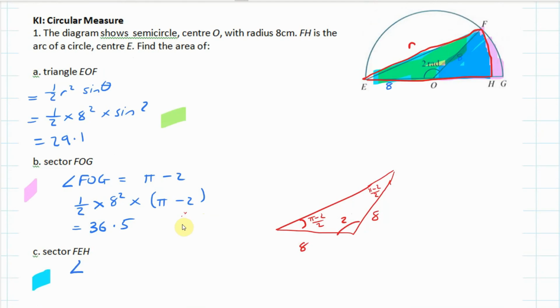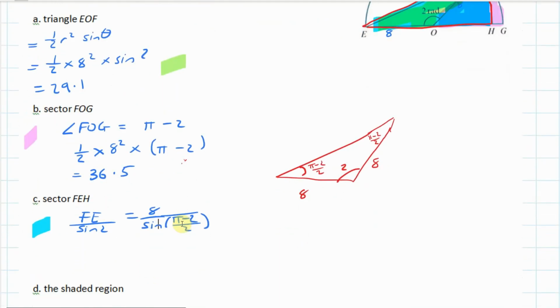Now, so therefore we can say this one, angle FEO equals, so we're going to use, no, we're not, sorry, what are we doing? We're not doing EFO. We're doing length FE. So FE, and we can use the sine rule, FE over sine 2 ought to equal 8 over sine, and then bracket, what do we work out those angles to be? Pi minus 2 all over 2. So there we go. And then we're going to rearrange our formula and see what we come up with.